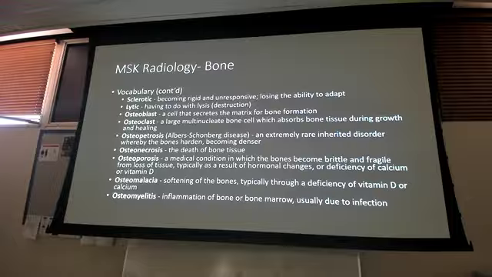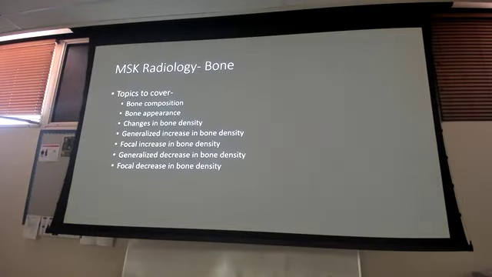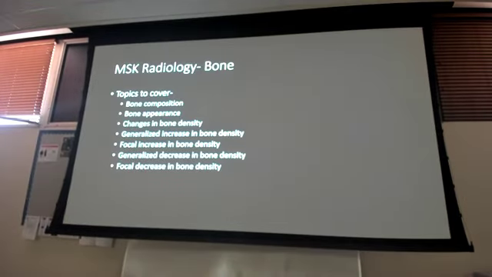And then osteomyelitis, this is what happens if you don't give antibiotics to an open fracture, right? It's an infection, inflammation and infection of the bone or bone marrow, usually due to an outside source, but you have ways to stop that. And those are some of the things we're going to look at. We're going to cover bone composition and all these fun things.